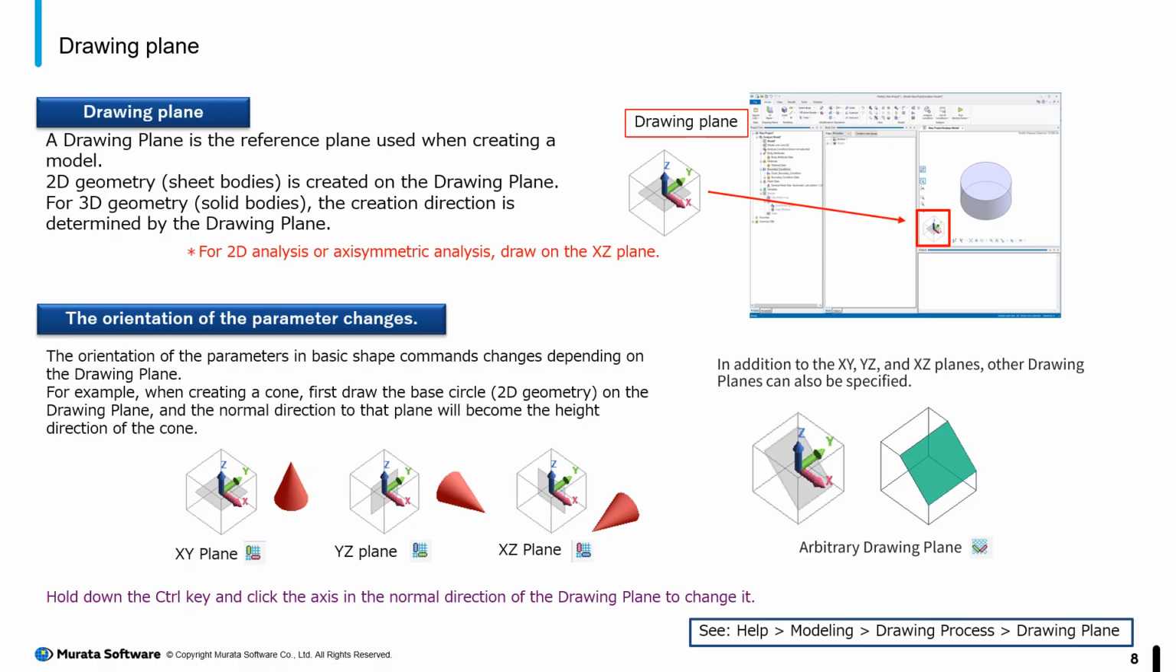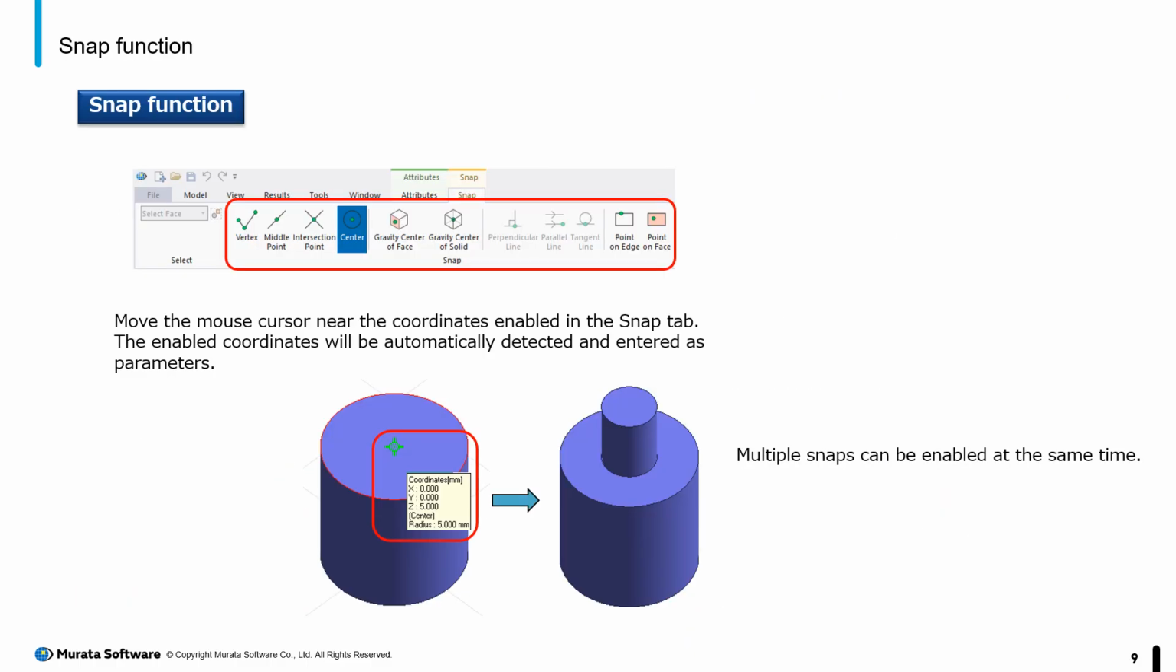Specifically, when the drawing plane is the XY plane, the height direction of the cone aligns with the Z direction. Conversely, when the drawing plane is the YZ plane, the height direction of the cone aligns with the X direction. The slide illustrates this example using a cone, and it applies similarly to cylinders as well.